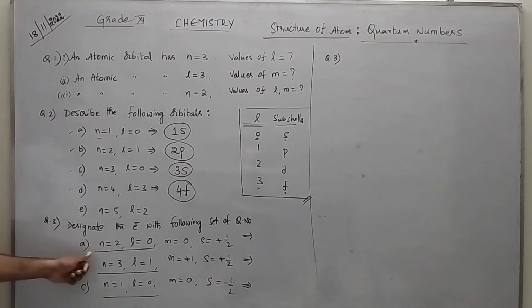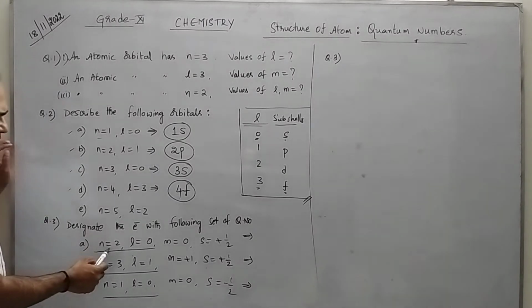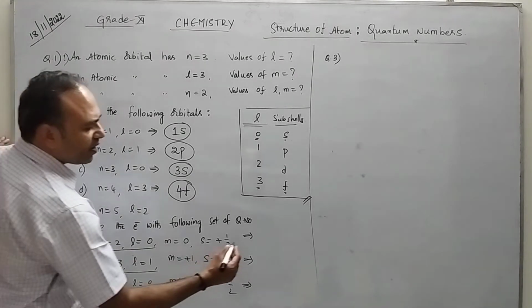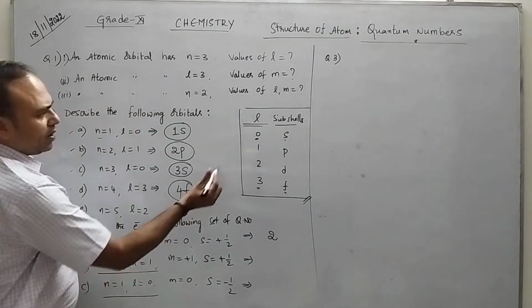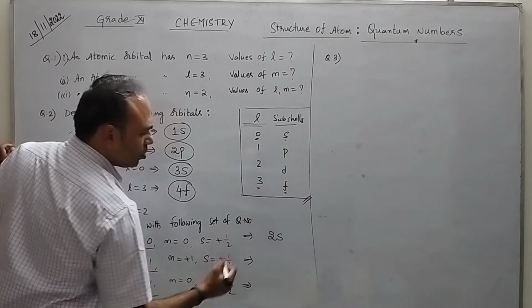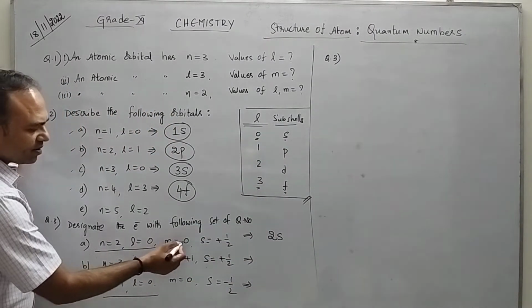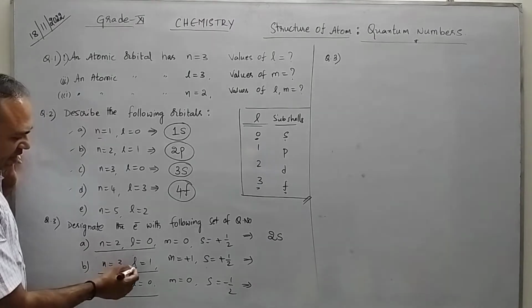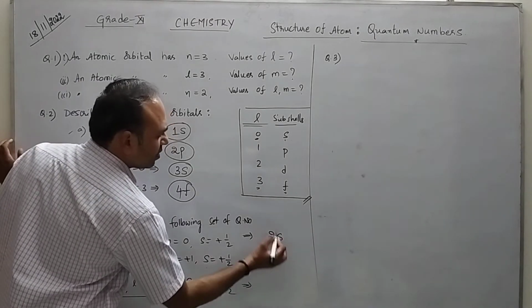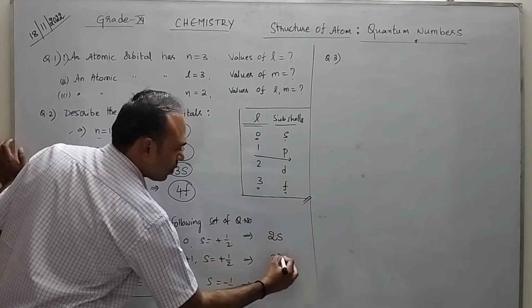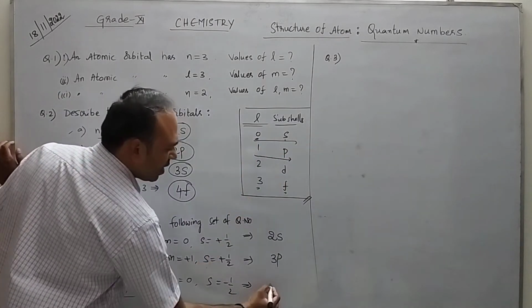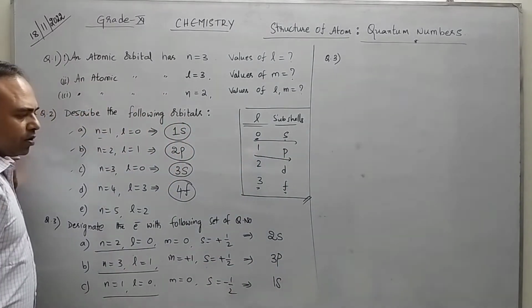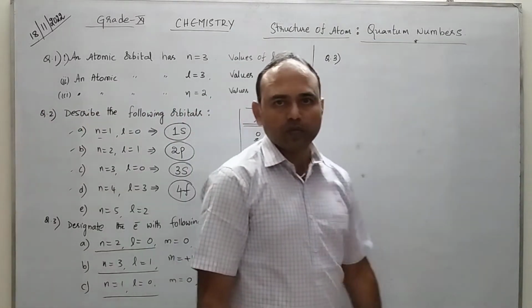Now the third one, we have given n is 2 and L is 0. So if n is equal to 2, the principal quantum number is written as 2. Now L is 0, hence we write it as 2s orbital. Later we will discuss this. Next, n is 3 and L is 1, hence we write it as 3p. Third one, n is 1 and L is 0, hence we write it as 1s. So these are the orbitals now.